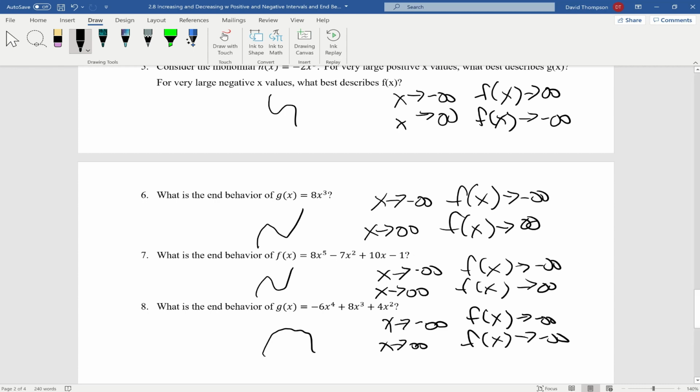We're just using our rules that we developed above. I hope this helps you understand increasing and decreasing intervals, positive and negative intervals, and end behavior.